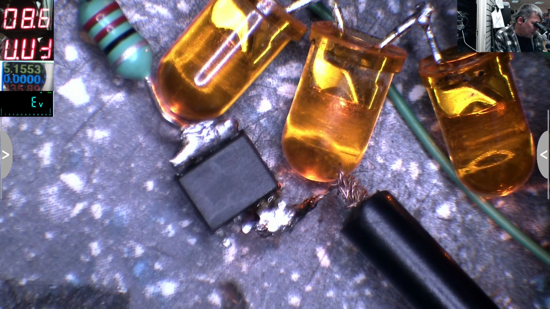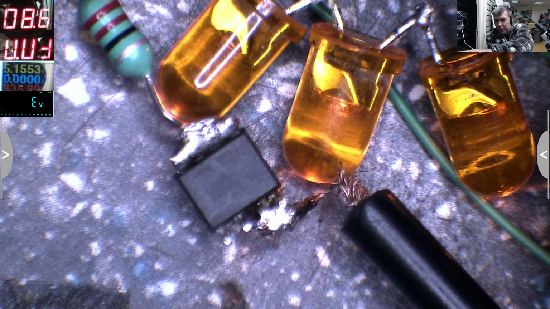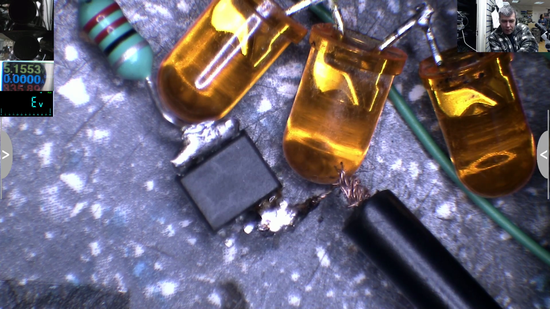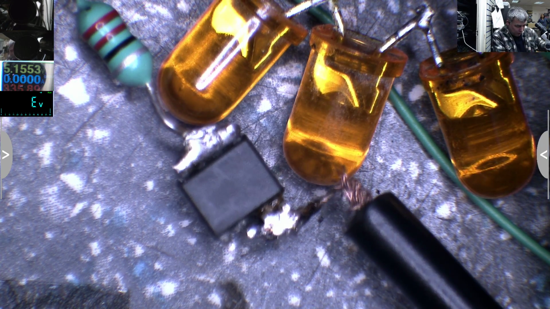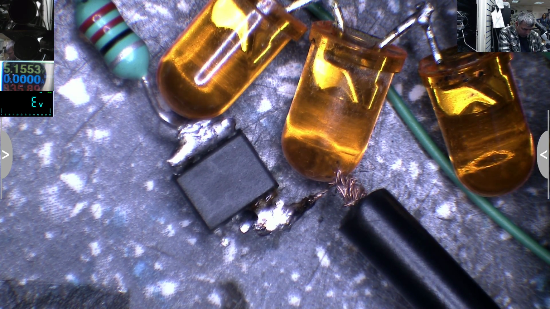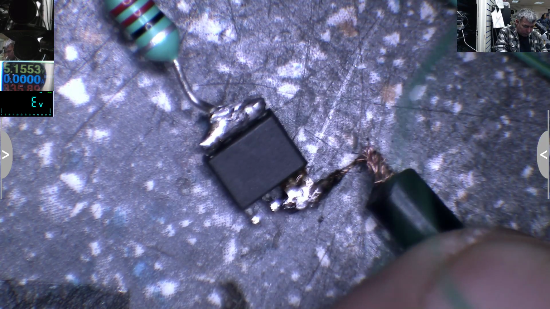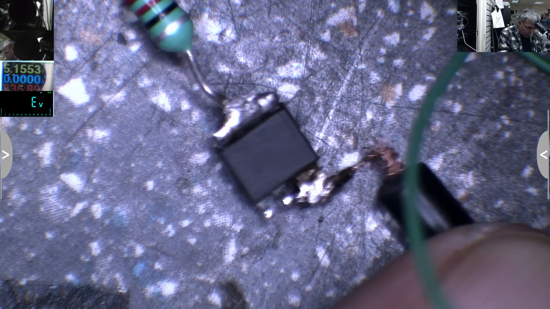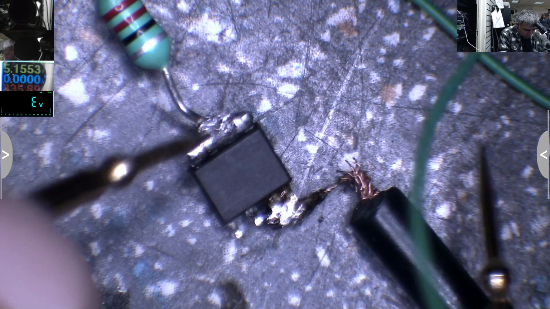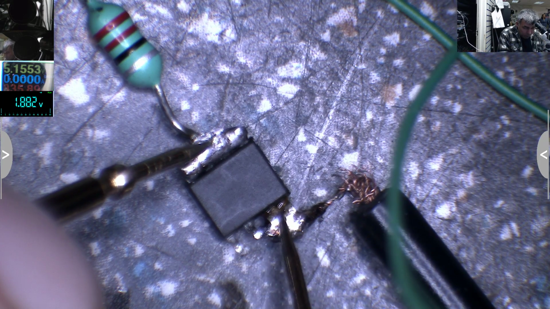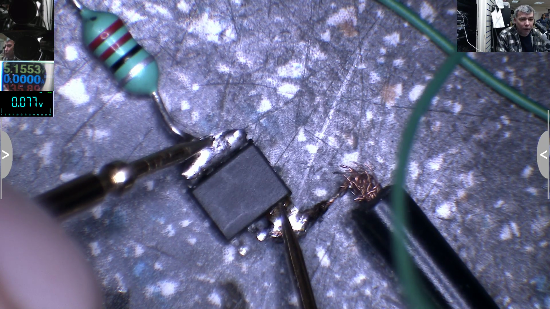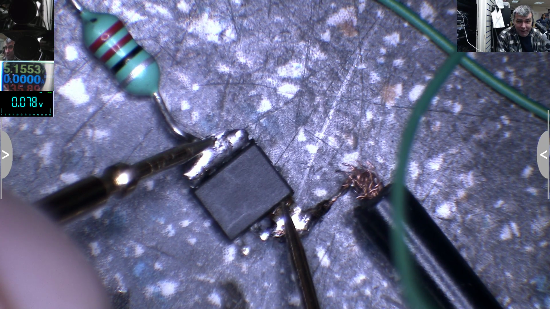Let's try again. Now it's open, yeah? Let's shut down the power supply. And let's check with the multimeter, on diode mode. Look, it's short again. You can see?